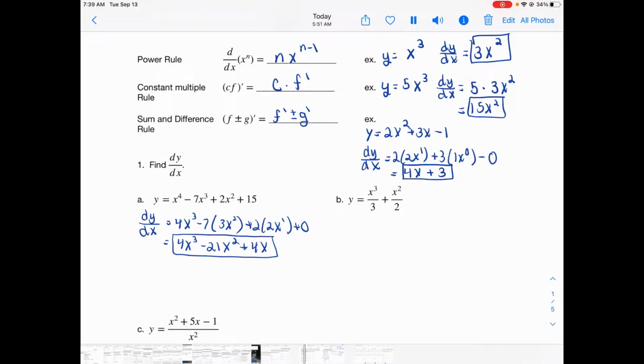Now sometimes we have to rewrite the equation slightly in order to find the derivative. So here I'm going to rewrite the function before I differentiate. X cubed divided by 3 is the same as 1/3 x cubed, and the same thing with the 1/2. So I can bring that 1/2 constant out, so I can do a constant multiple rule here. And after finding the derivative of x cubed and x squared, I can simplify this down. And my answer would be x squared plus x.